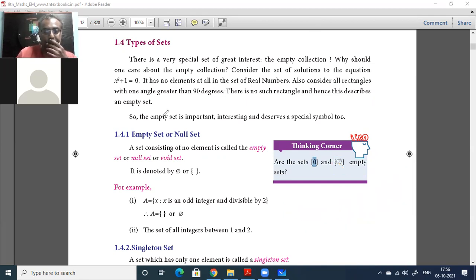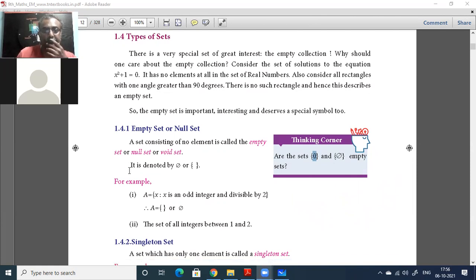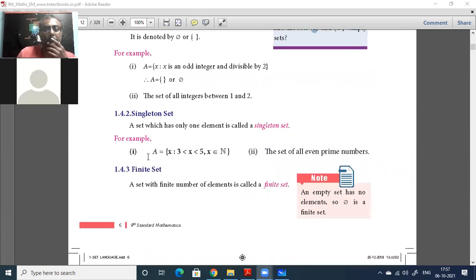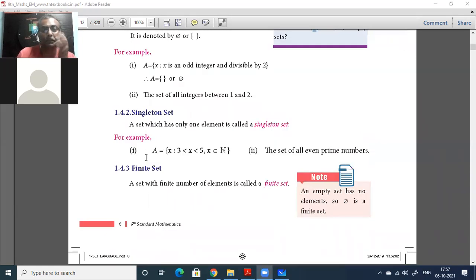Continue reading. For example, A is equal to the set of x such that x is an odd integer and divisible by 2. Therefore, A is equal to the null set or empty set. Can you tell what an odd integer is? Examples: 7, 9, like that. Which of these is divisible by 2? An odd number by definition is not divisible by 2. So there will be no number divisible by 2.